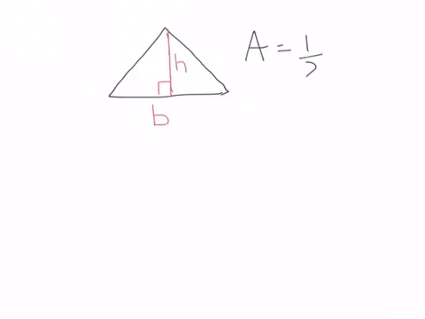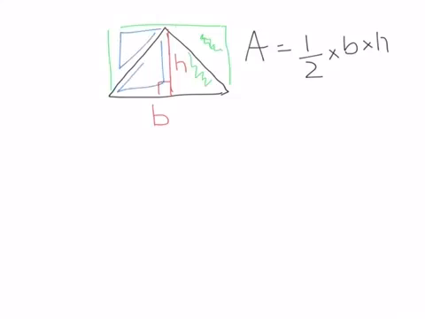And lastly, the triangle. For the triangle, we also need the height, and that height has to be perpendicular to the base. So this is the base, and this is the height. But the area of a triangle is half the base times the height. Because if we were to fill in the rectangle, then this triangle is half, or is the same size as that one, and this triangle is the same size as that one. So it's actually half of the rectangle that contains it.